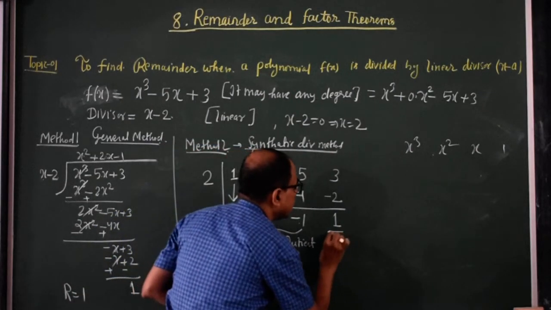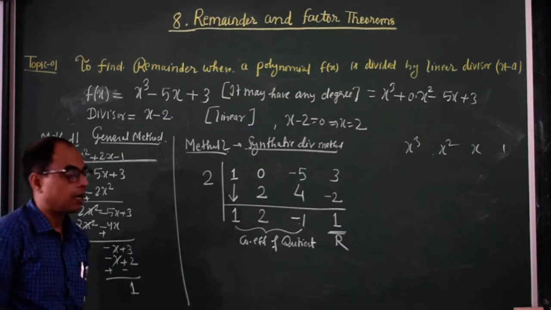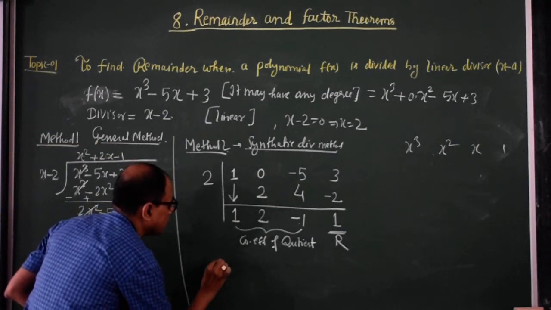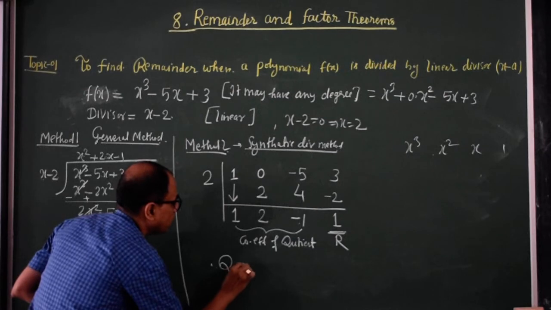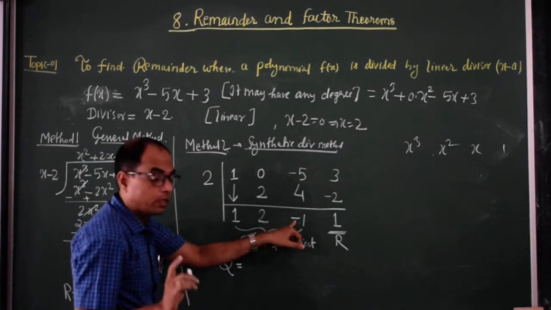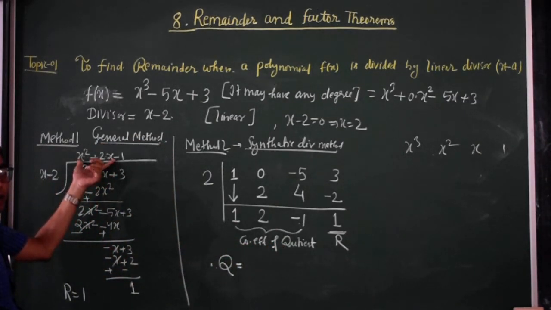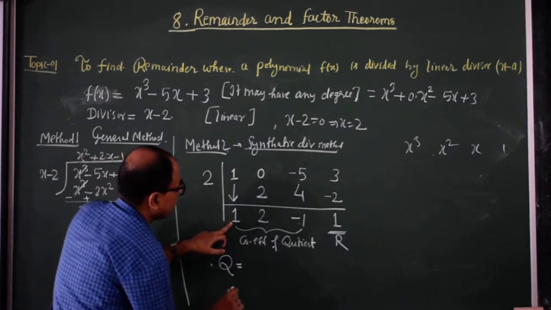And this represents the remainder. Clear? So what is the value of the quotient? The first three numbers represent the coefficients of the quotient. The quotient is this one. Clear? So the coefficient of x square.